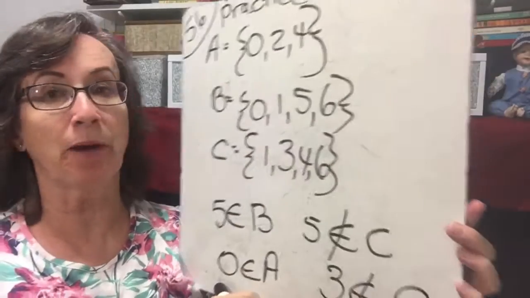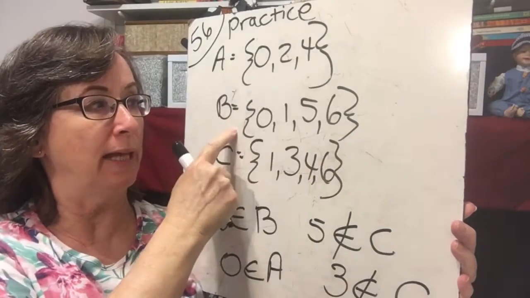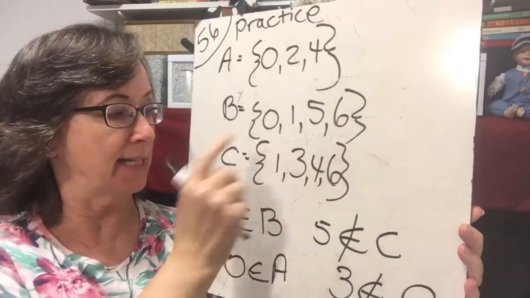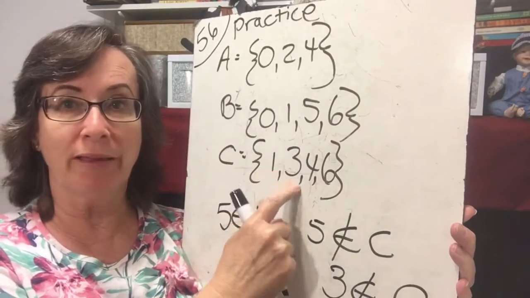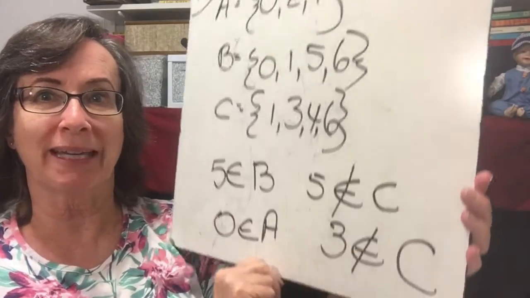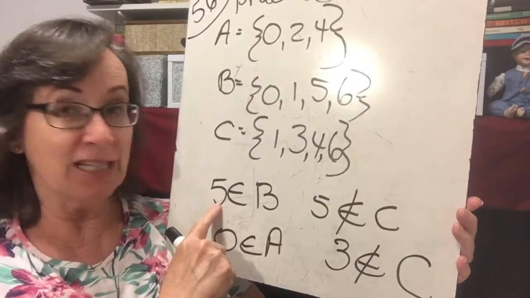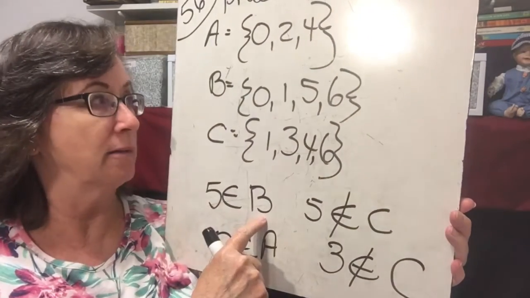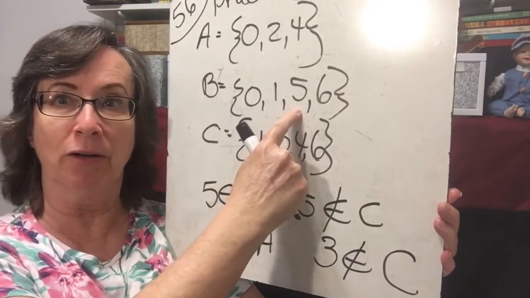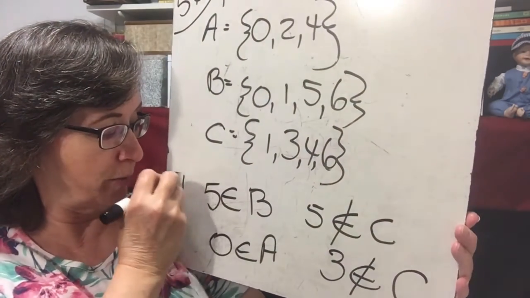Okay, so your next practice problem, we're talking about A being 0, 2, 4, B being 0, 1, 5, 6, and C being 1, 3, 4, 6. So now we have 4 questions that we're going to give true or false to. Okay, so is 5 a member of B? So we go look at B, and lo and behold, we see 5. Therefore, we would say this one is true.